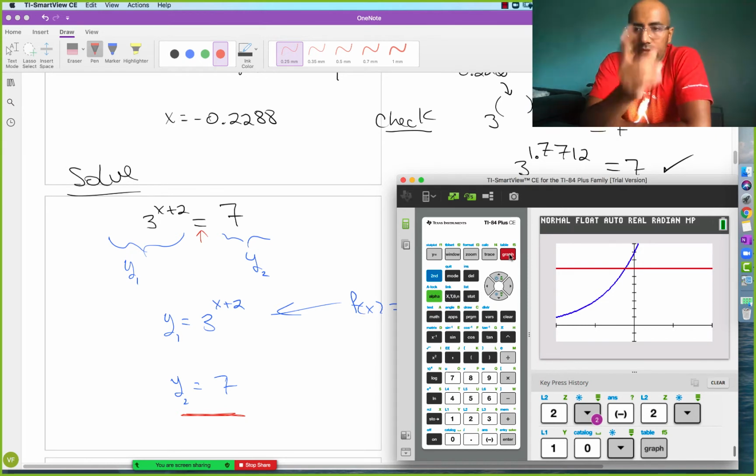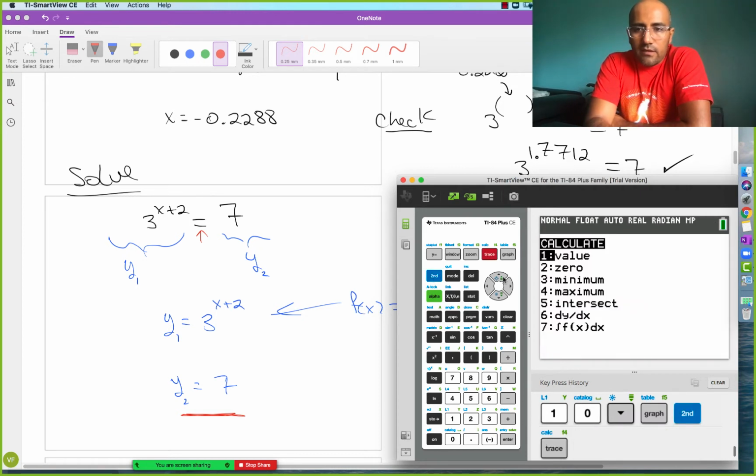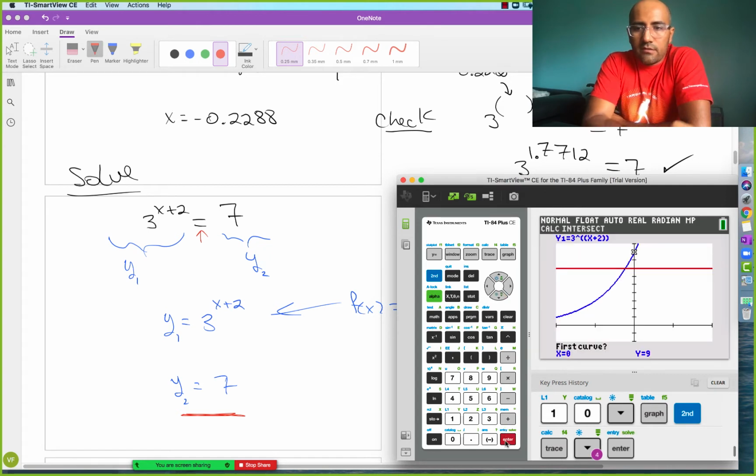And remember that where they cross is my answer. The input, the x-coordinate of the intersect point, is going to be my solution. Good. Okay, so let's see. Now if I go right here where it says calculate, right above the trace button, second, calculate, and then I want to go down to intersect. Intersect, hit enter. And now it's asking you for the curves.